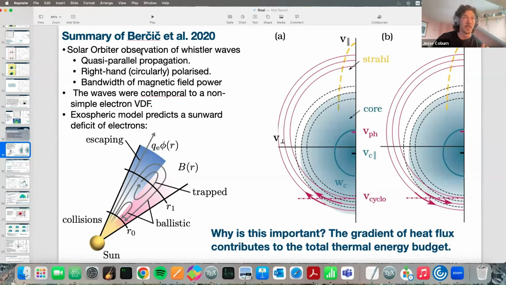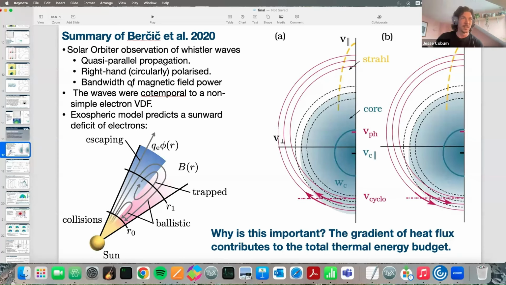Those observations are quasi-parallel propagating waves. They're right-hand circularly polarized, and there's quite a large frequency bandwidth in the magnetic field power spectrum, around 25 hertz. This is about where we see them. You're just going to have to believe me that the checks on the waves were done.